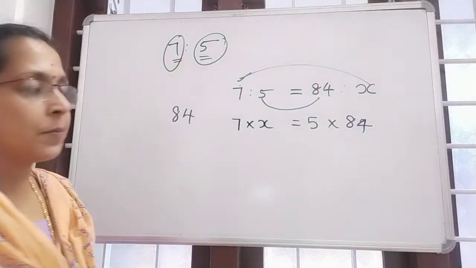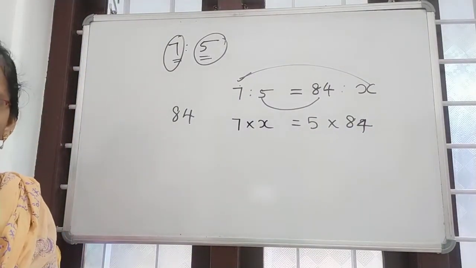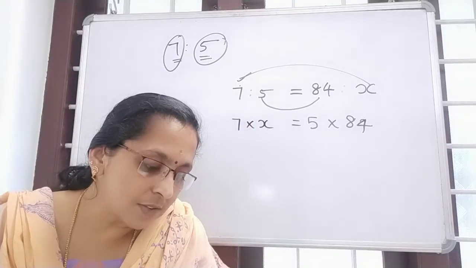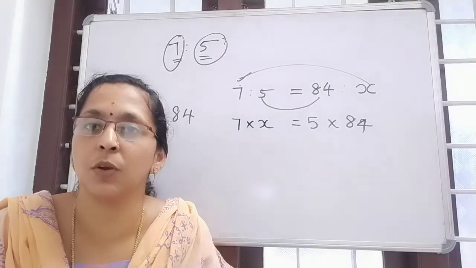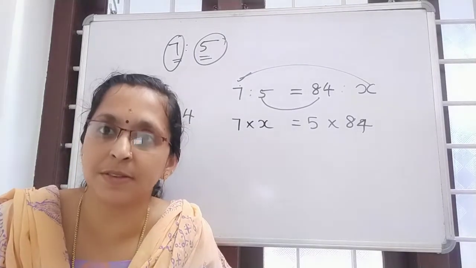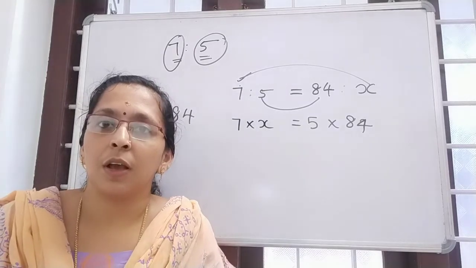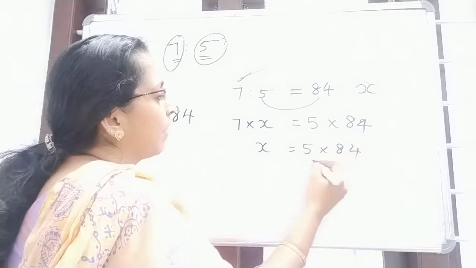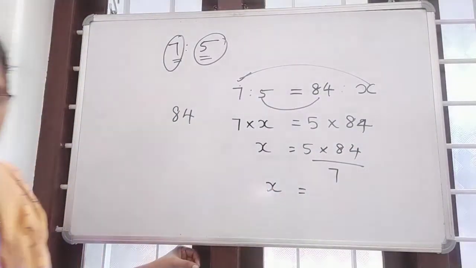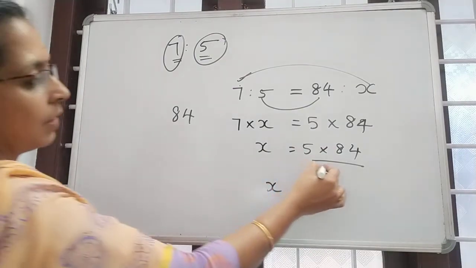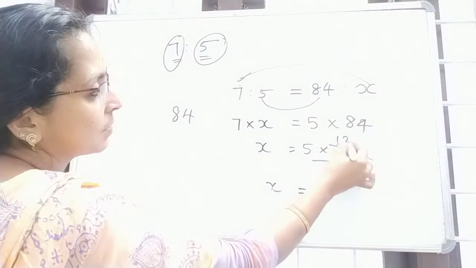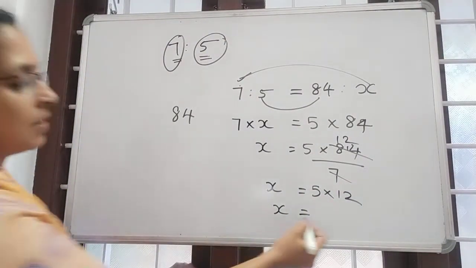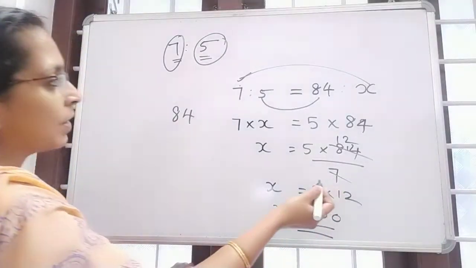What we want to find here? Let x be the what? We don't know. What does her weight become if originally it was 84 kg? Original weight is 84. What is the present weight? Let x be the present weight. So we can write this way. x is equal to 5 into 84 divided by 7. Here 7 ones are 7, balance 1. So 5 into 12. So x is equal to 60. So 60 is the new weight.